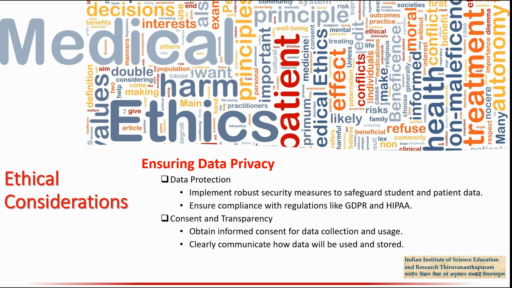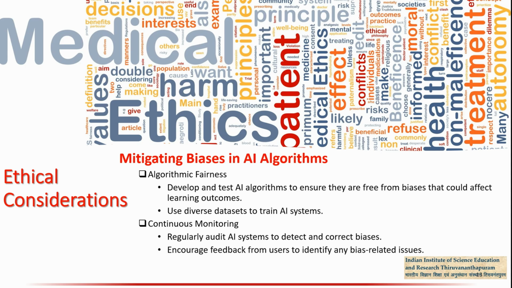So consent, transparency and data protection, these points are very crucial when we consider ethical considerations. The other ethical consideration is mitigating biases in AI algorithms. In this context, we can think about algorithmic fairness. So develop and test AI algorithms to ensure they are free from biases that could affect learning outcomes. Then the other one is to use diverse datasets to train AI systems.